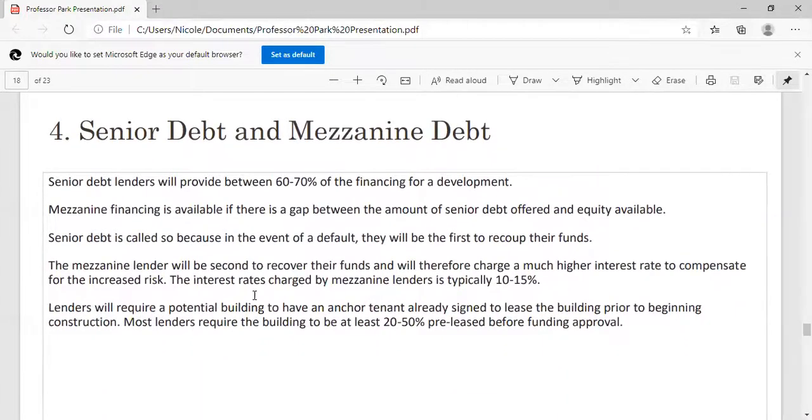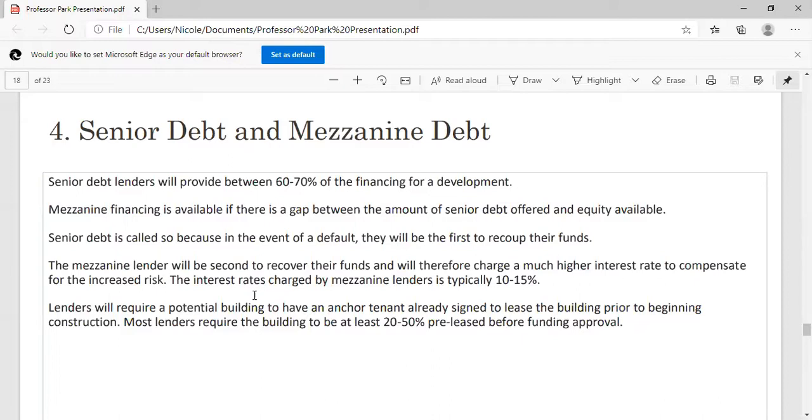So for the debt side on development properties, they'll usually have a senior debt, which will be kind of like what the investment property debt is. And when it's called senior debt, the reason they call it that is because in the case of a default, they are the first to get paid out.